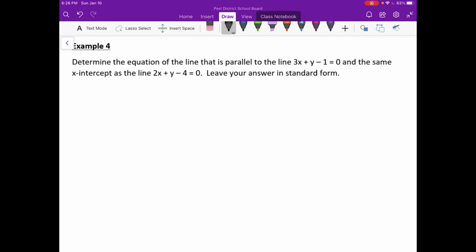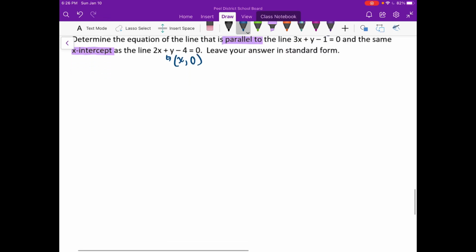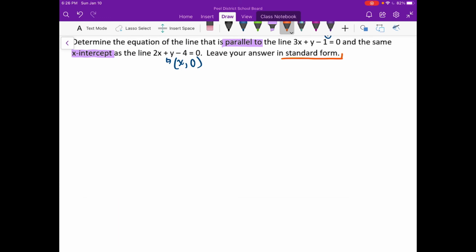Can I apply this? Okay, so it says, determine the equation of the line that is parallel to, which means it has the same slope, and always dissect and understand what they're asking, right? So it has the same slope as line 1, and has the same x-intercept, which means that when y equals 0, it has the same x-intercept as this line over here. So x and 0 are going to give you the same point, right? So leave your answer in standard form. This is important. Leave your answer in standard form. So don't leave it in y equals mx plus b form.